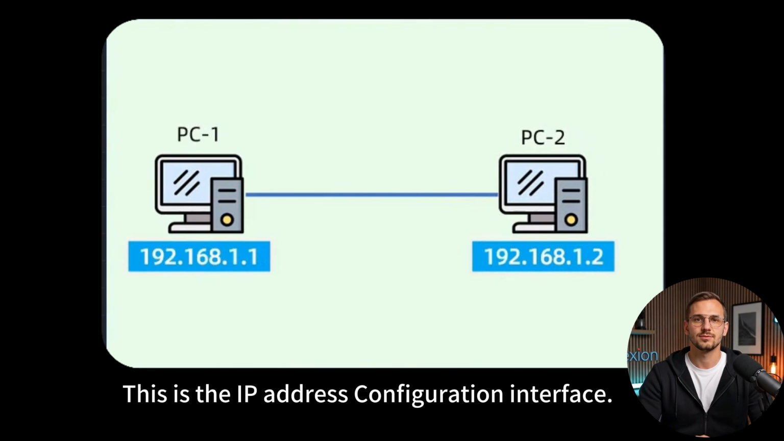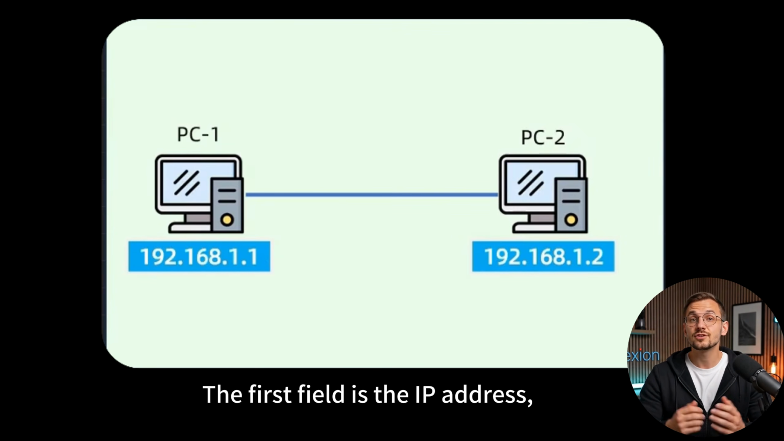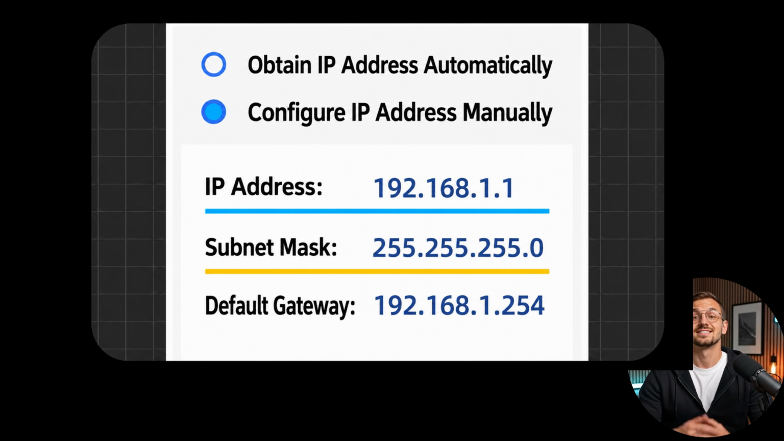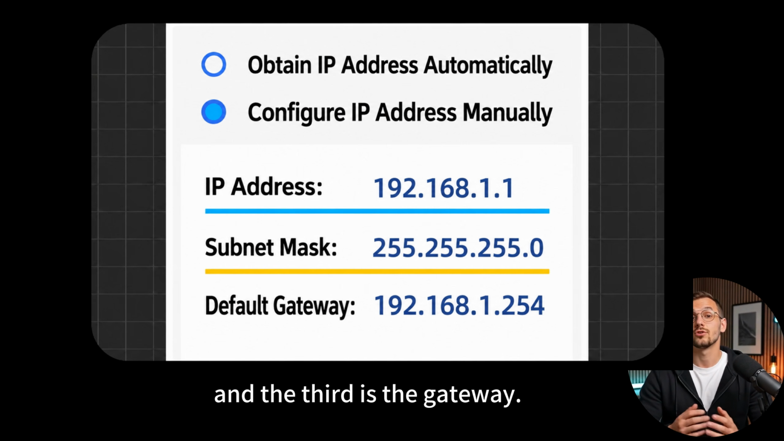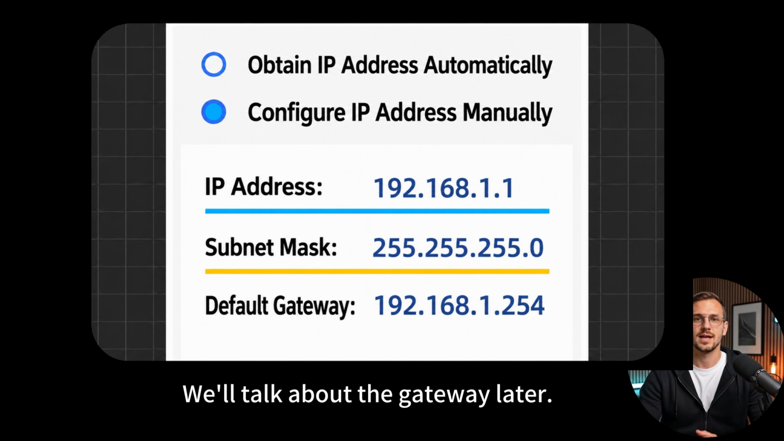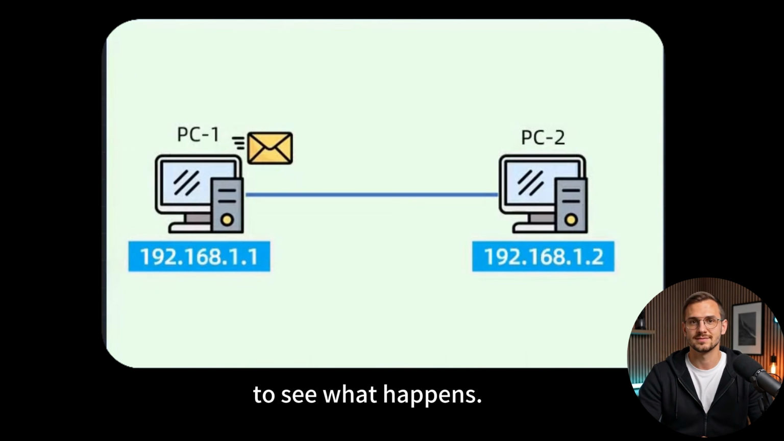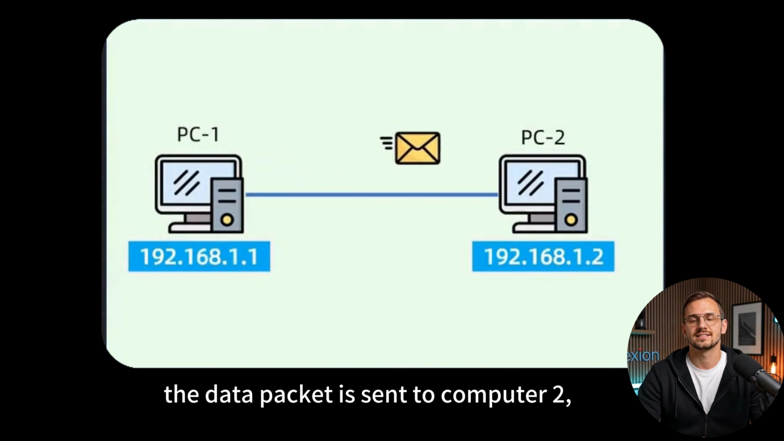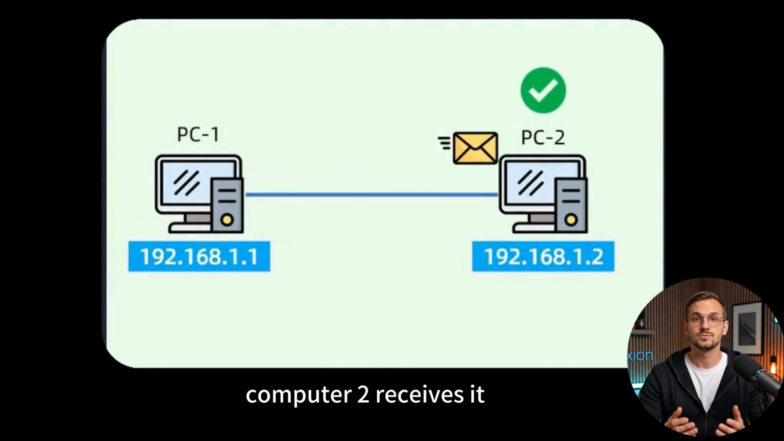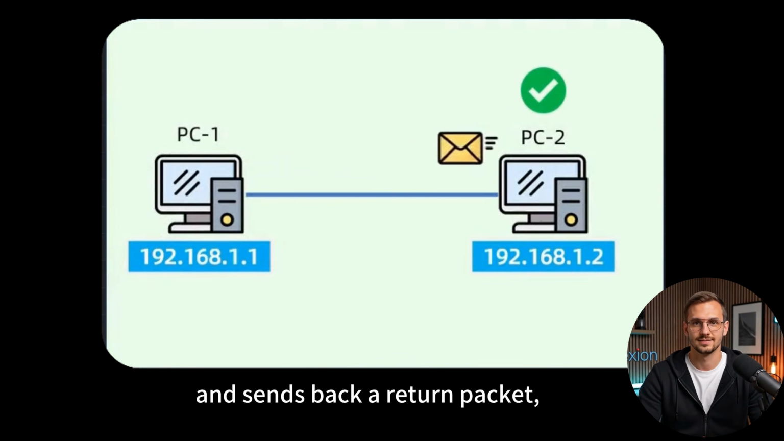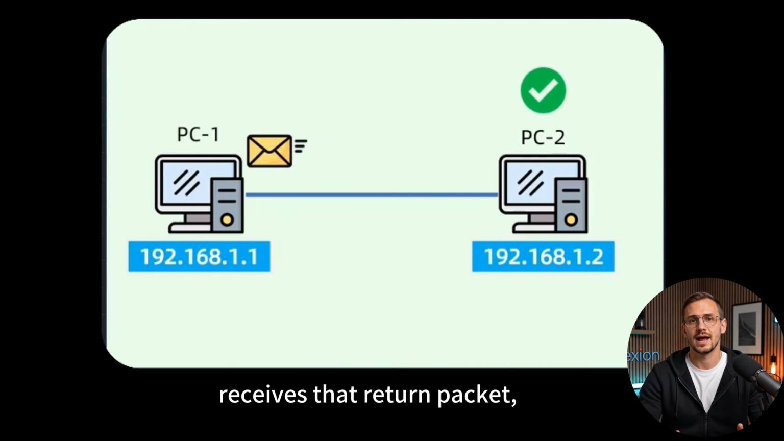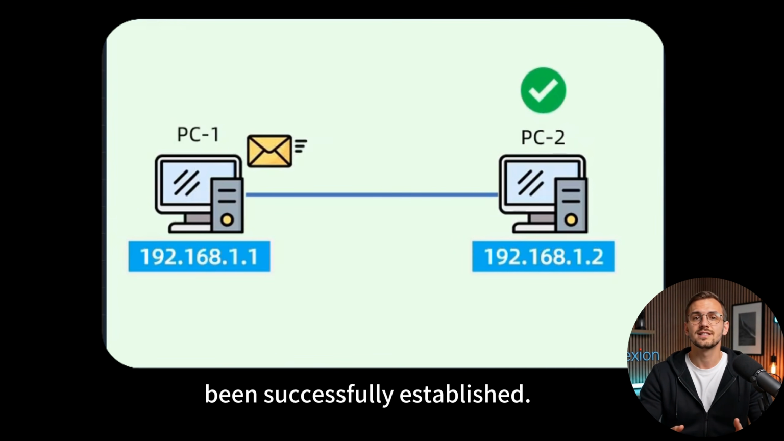This is the IP address configuration interface. The first field is the IP address, the second is the subnet mask, and the third is the gateway. We'll talk about the gateway later. After the configuration is complete, let's try sending a data packet from computer 1 to computer 2 to see what happens. As you can see, the data packet is sent to computer 2, computer 2 receives it and sends back a return packet. And once computer 1 receives that return packet, it means the connection has been successfully established.